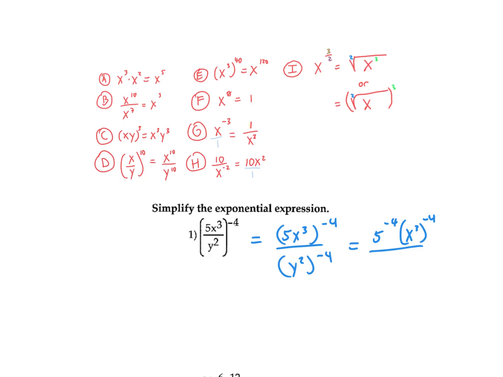And then down here, what do we have? Well, we have a power raised to another power. What does that remind us of? Well, that's rule letter E. What does rule letter E tell us to do? Multiply the exponents, right? So therefore, we have y to the negative 8, okay?